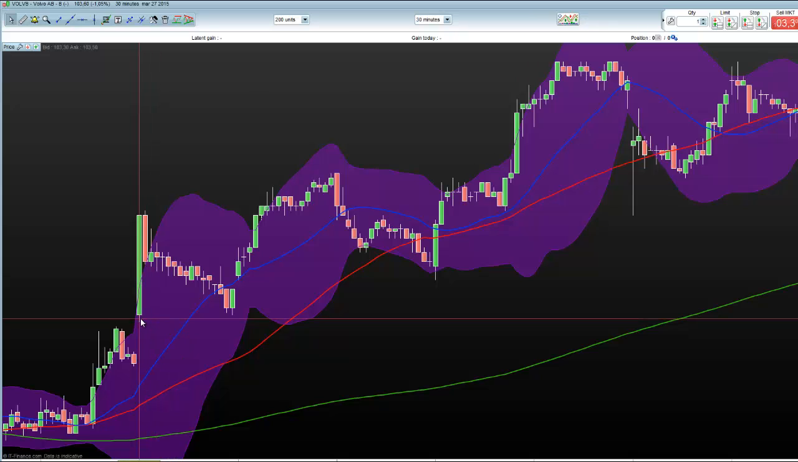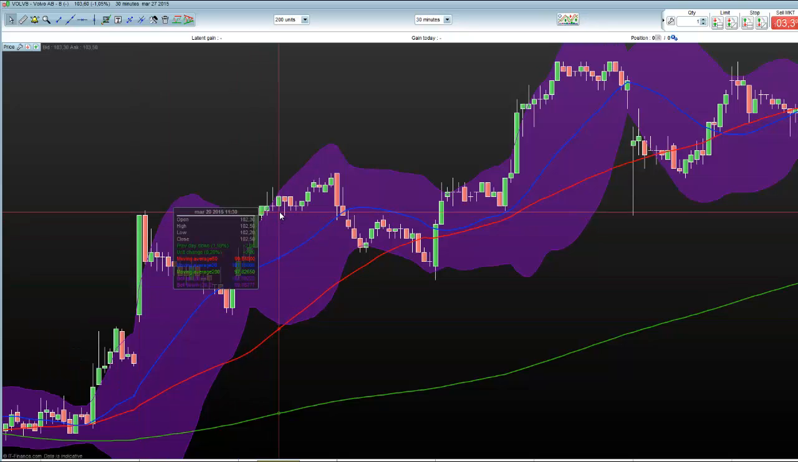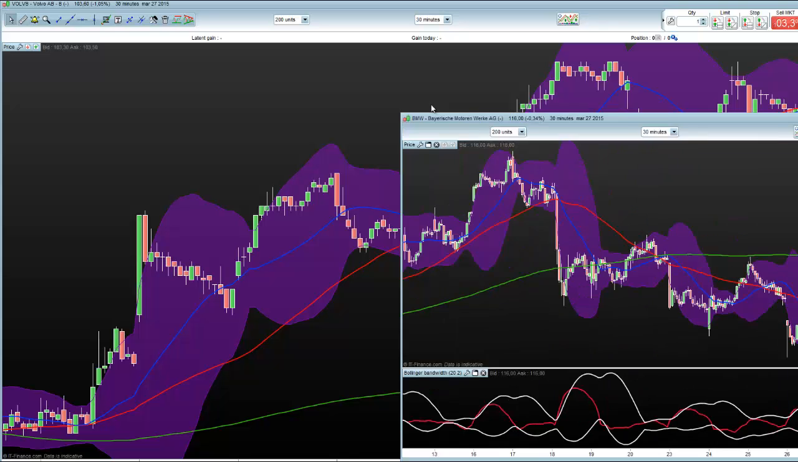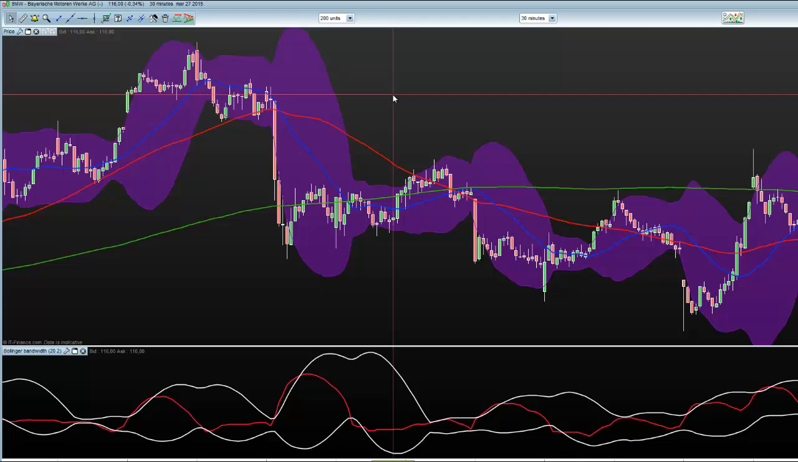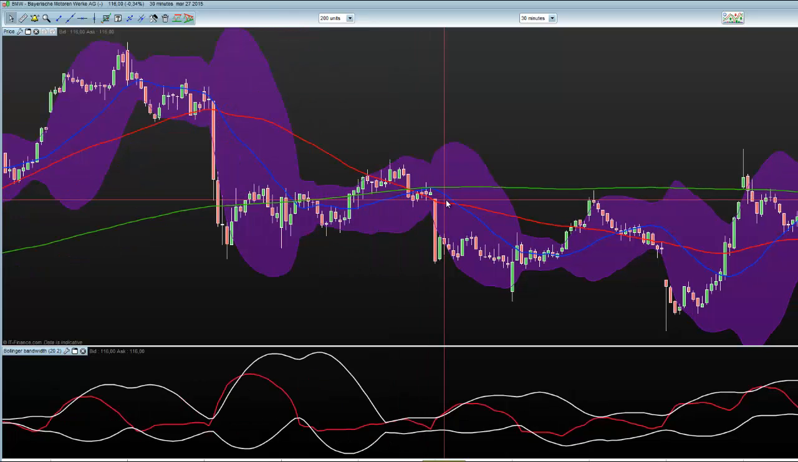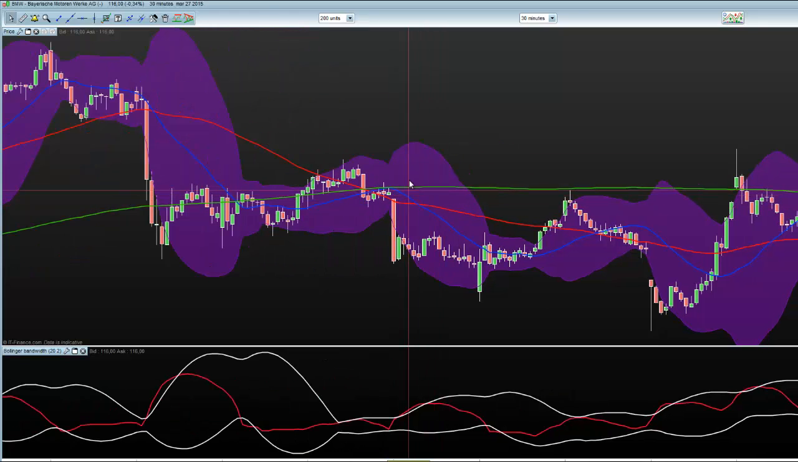But the great thing is that you have a very, very low risk. You don't risk a lot of money, but your reward is big in comparison to the risk you take. So that's why it's a very good setup. We're going to look at BMW on the German DAX.